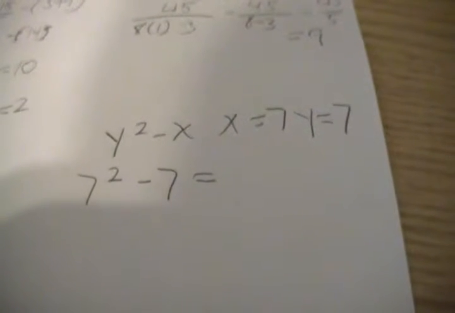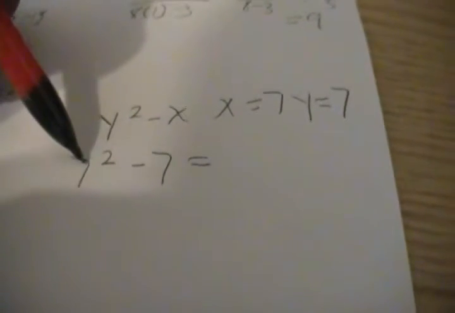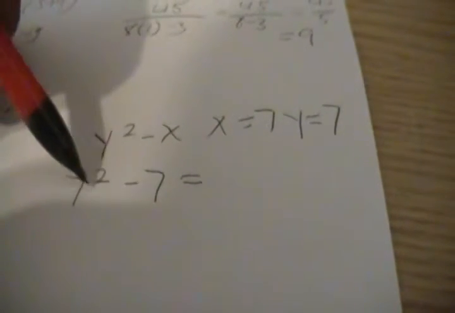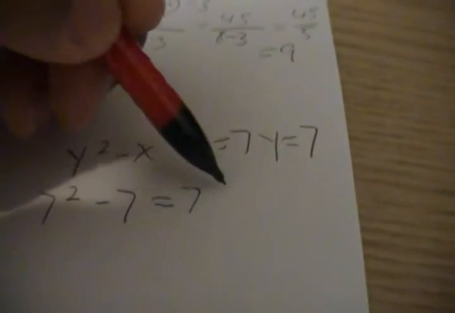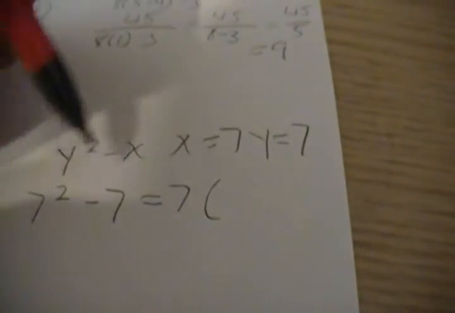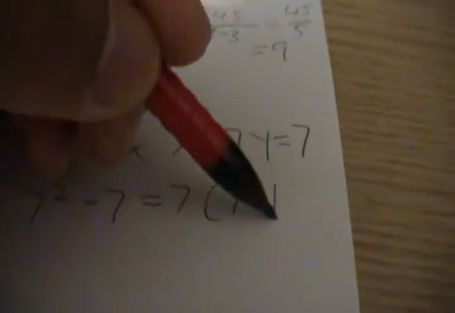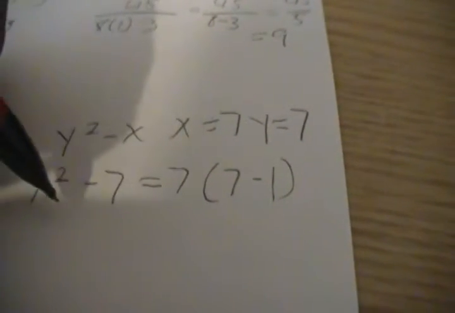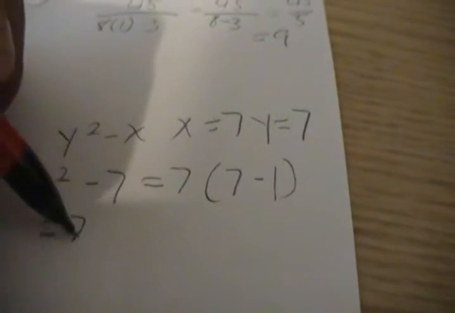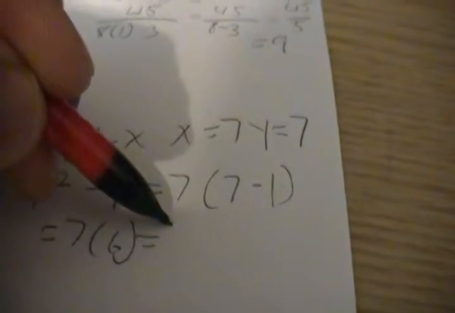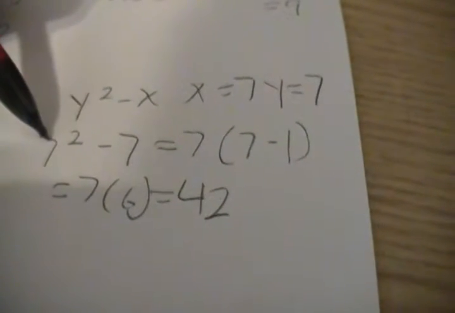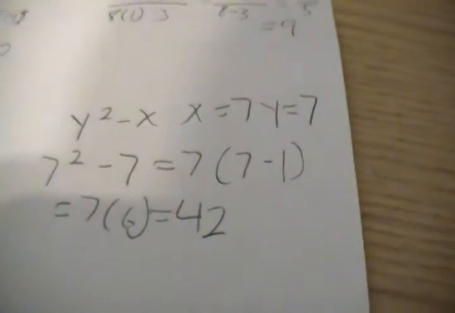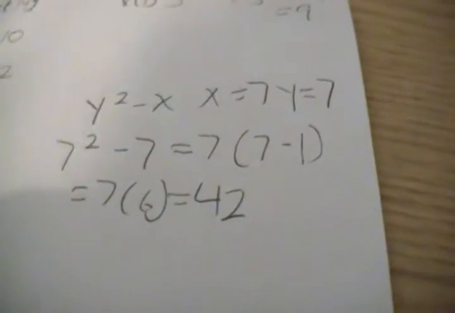factoring knowledge, okay? Since we know that this is 7 squared minus 7, they have like terms, so we can actually factor this out, right? So we can factor out a 7, so it becomes 7 times 7 minus 1, right? So that equals 7 times 6, which is equal to 42. Or you could just multiply 7 times 7 minus 7 and still get 42. Whichever way you want to do it.